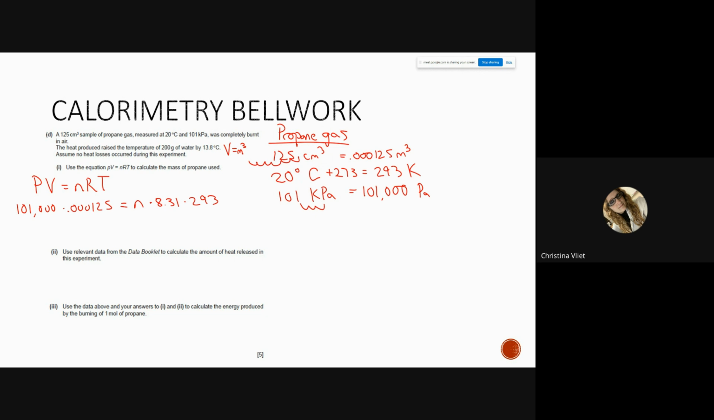I'm gonna get my paper up because I already did this. Solve for N. This is by far the easiest part of the class. See if you get what I got. 0.00518 moles. If you don't get that, let me know. I solved for moles. Make sure you're writing it down.